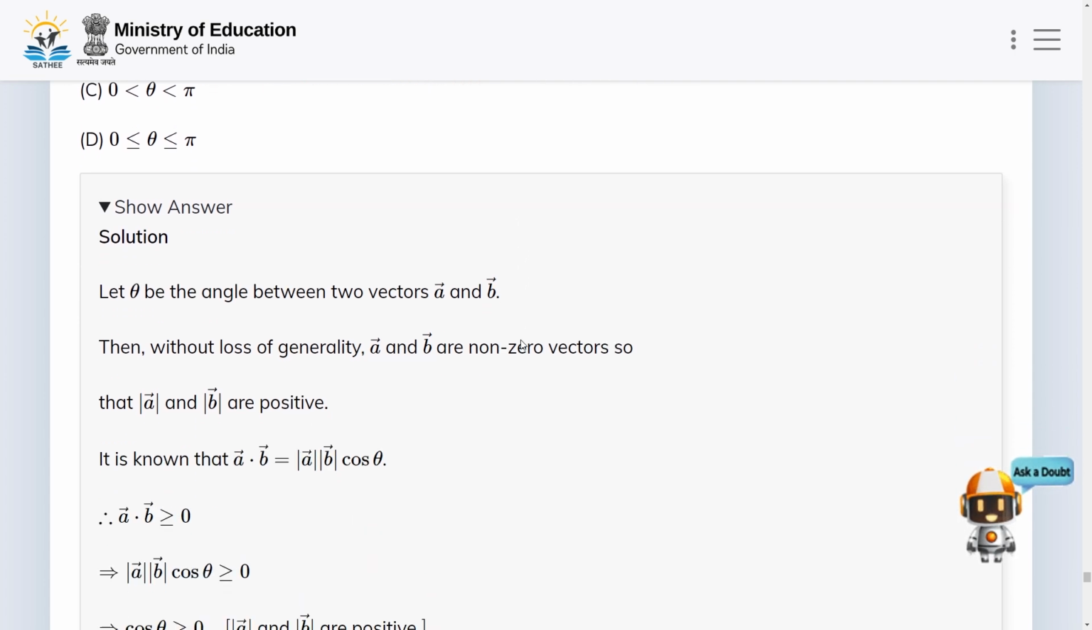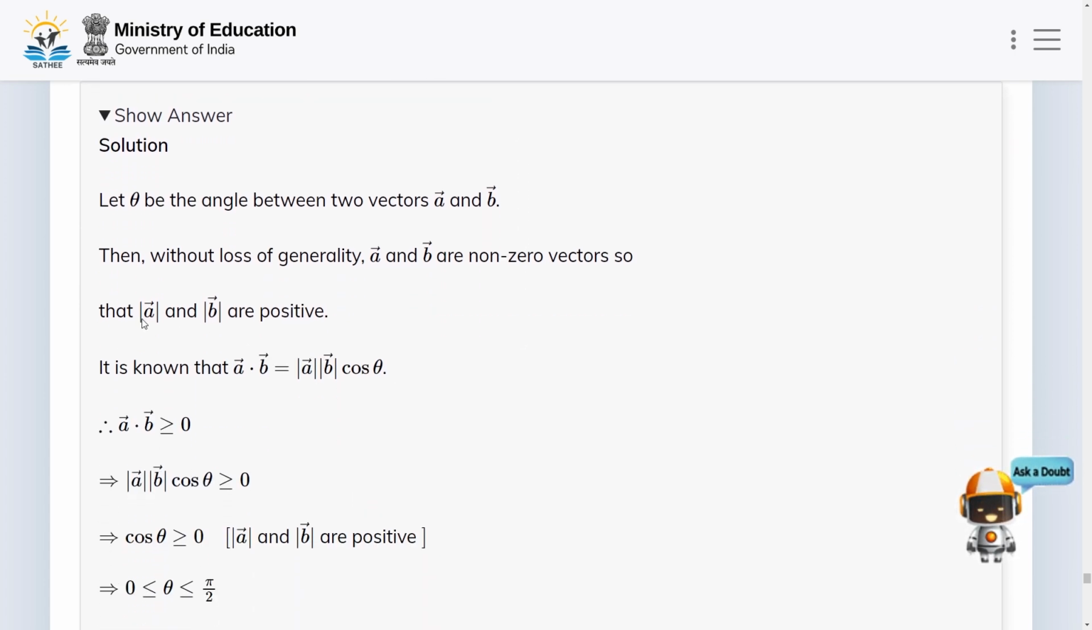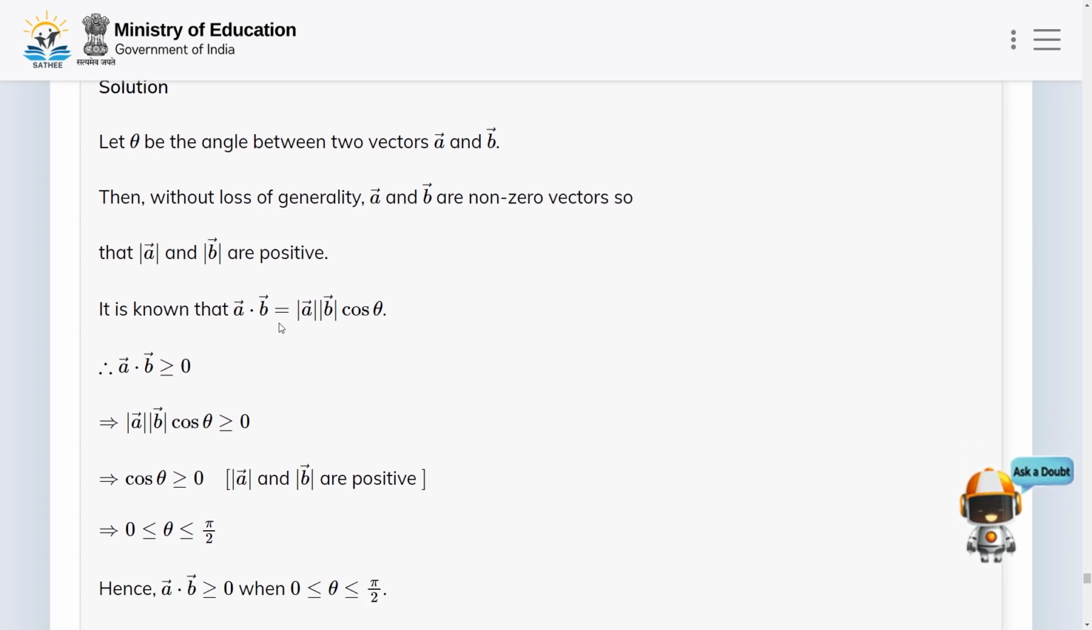Now, the magnitudes of A and B are positive. You all know that. Okay, it is known that the dot product of A and B is the same as the product of the magnitudes of A and B times cos theta.